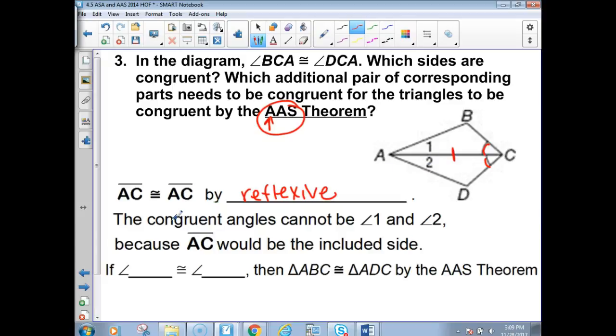The reason it can't be angle 1 and 2 is because segment AC would be the included side. So it's got to be angles B and D. Angle B is congruent to angle D. Then the triangles would be congruent by angle, angle, side. Okay, hope that made sense.